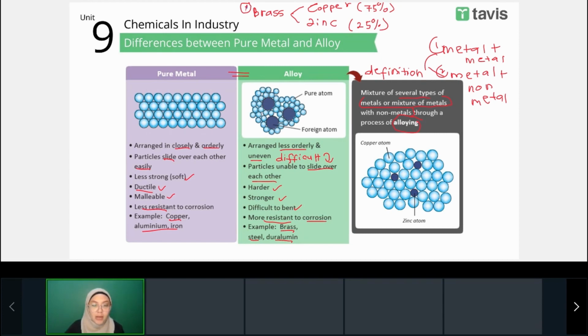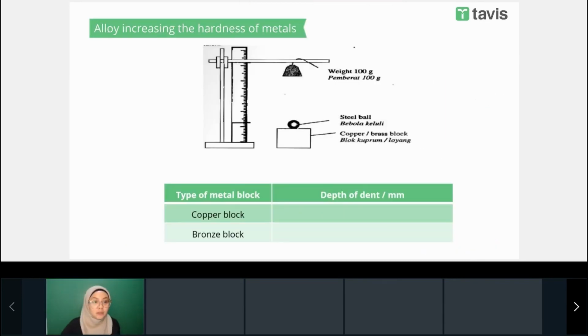Okay, how about steel? Steel comprises of iron. We do have 99% iron, and the composition of carbon, another 1% of carbon. Okay, that is an example of the alloy. All right, we learned about alloy.